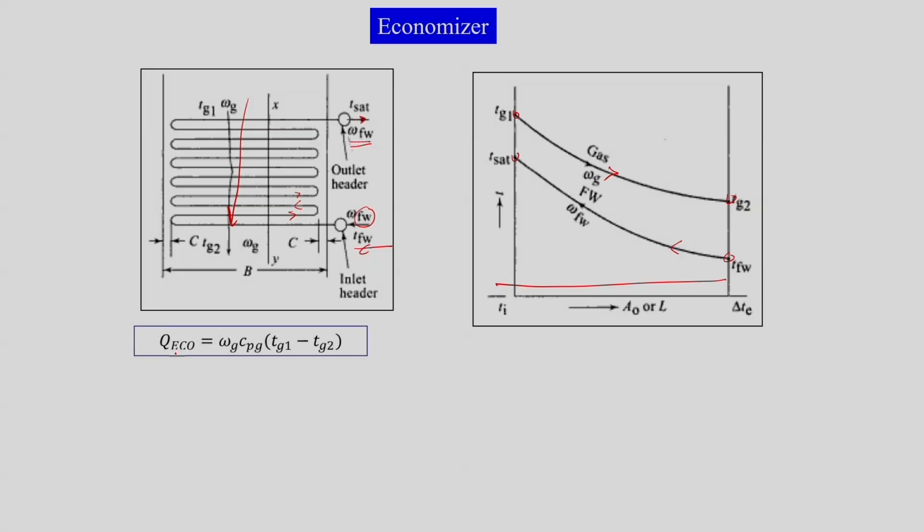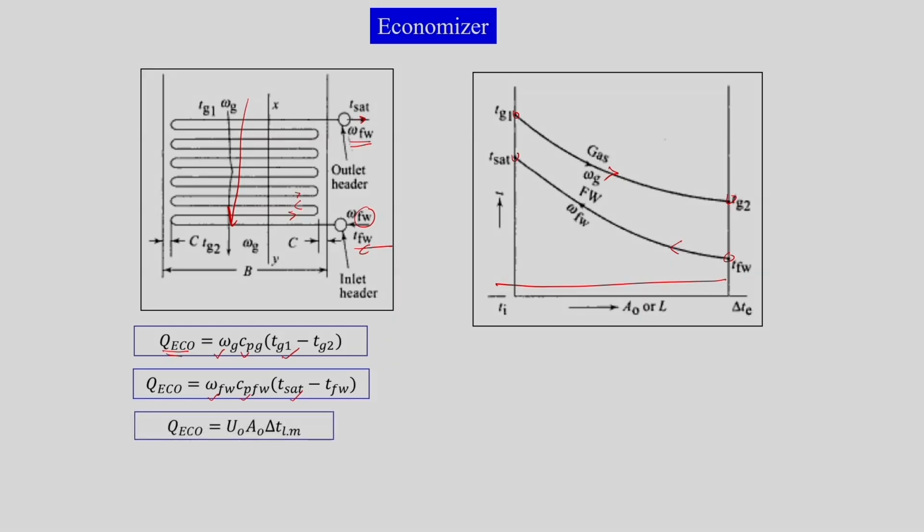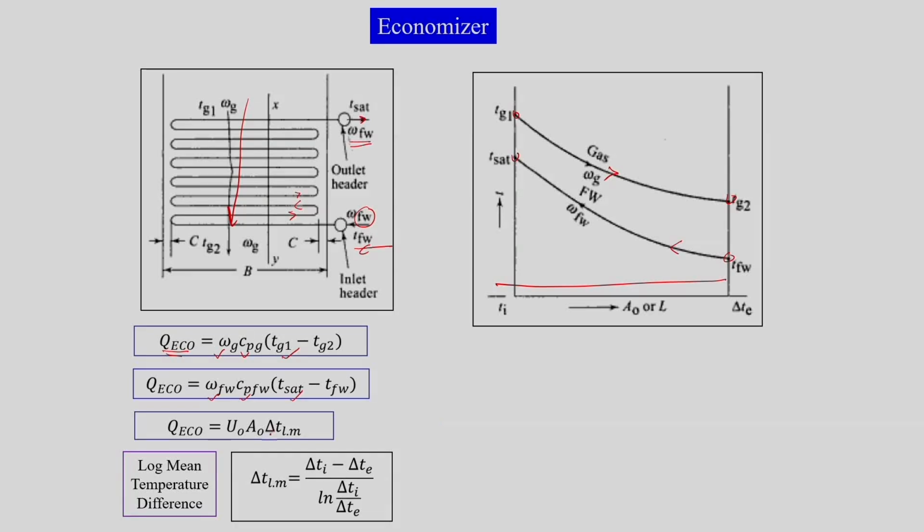We know that the heat exchange in the economizer is mass flow rate of flue gas into specific heat of flue gas into temperature change, m Cp delta T. This is mass flow rate into Cp into delta T for flue gas, but the same heat is earned by the feed water. So, mass flow rate of feed water, specific heat of feed water, into temperature change of feed water. Here the same thing can be denoted in terms of U A delta T, where U is the coefficient of heat transfer, but here delta T is the log mean temperature difference.